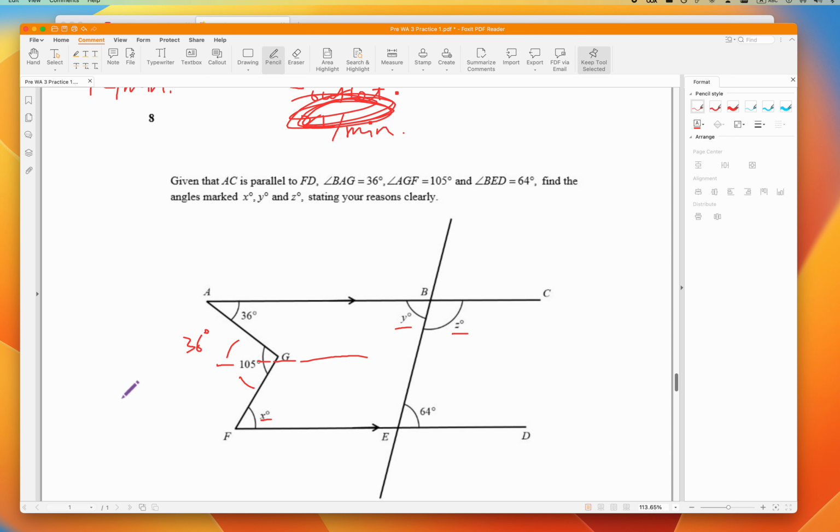360 minus 105 minus 36. Wait, I'm still calculating. Why calculate? 105 minus 36, this and this is Z, alternate, right? I got 69 degrees. Yeah, should be 69 because alternate. Okay, so this one is 36. Then therefore this one is X, right? Because of the Z.